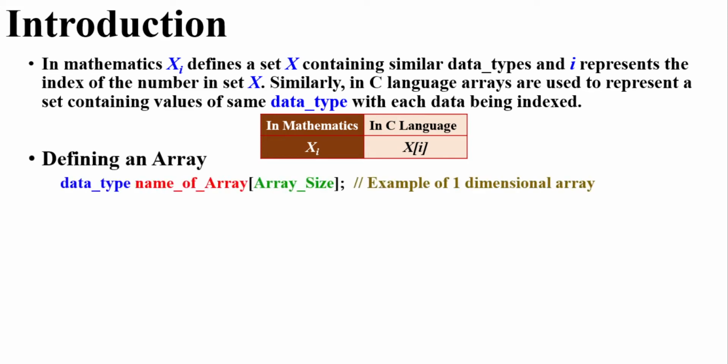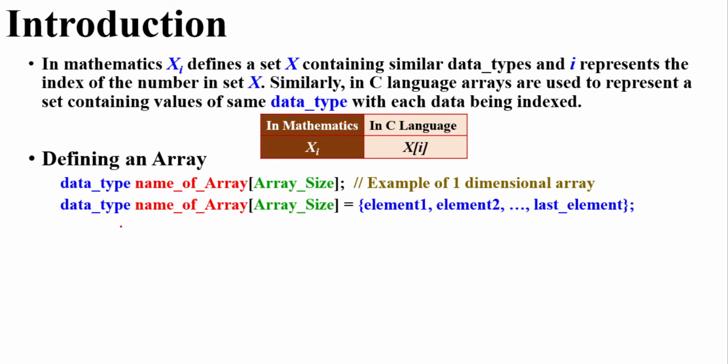So let us define an array. To define an array, we first need to have the data type and then the name of the array, and in square brackets we have to specify the size of the array. So this is an example of a one-dimensional array. There can be multi-dimensional arrays, but in this video we are going to focus only on single dimension arrays.